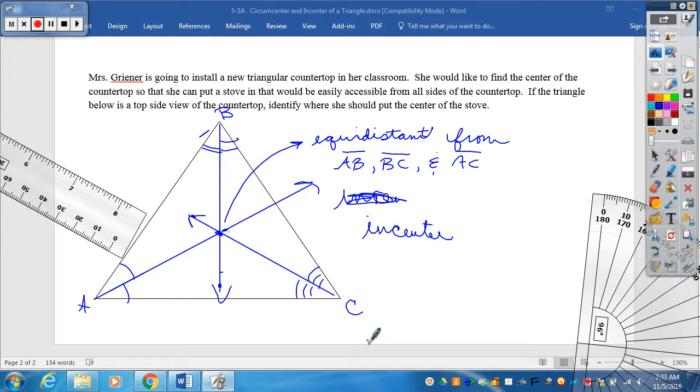So the thought process I want you to go through over the next couple of days, if you're a flashcard type person, is to make up flashcards. Perpendicular bisectors form the circumcenter, which is used to circumscribe. Angle bisectors form the incenter, which is used to inscribe. Just get that stuck in your mind, because if you can visually see those things, you'll be doing pretty good.